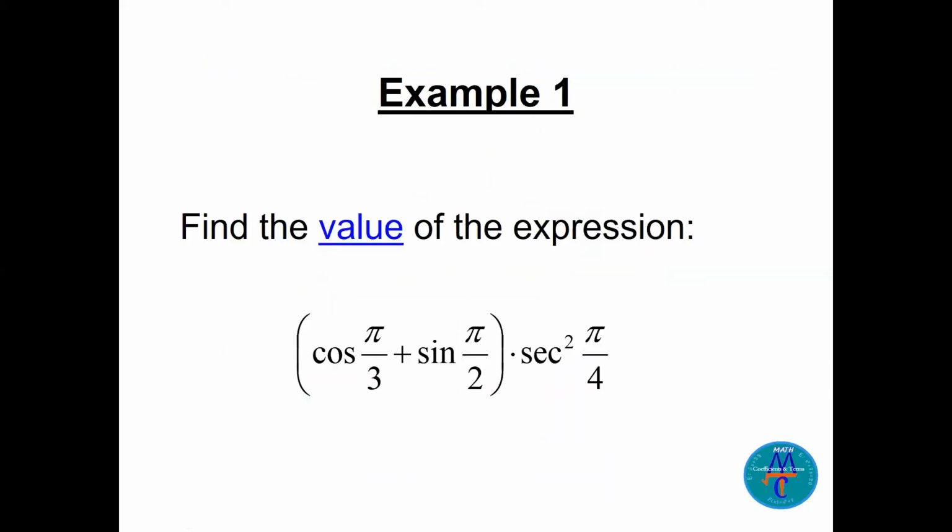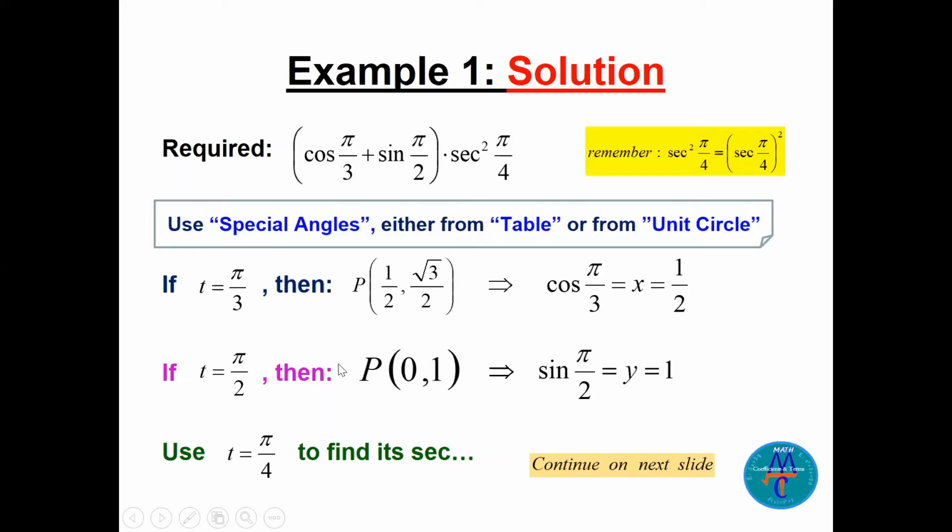Now let's look at this example. Find the value of cosine pi over 3 plus sine pi over 2, all multiplied by secant squared pi over 4. The only thing you have to do here is just to remember the table. So cosine pi over 3, the point on the unit circle is half, square root of 3 over 2. I need here the cosine. The cosine is the x value.